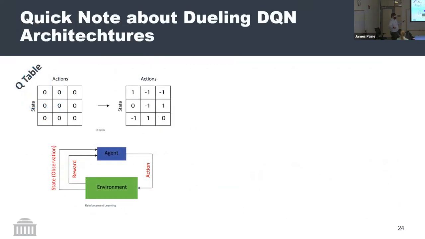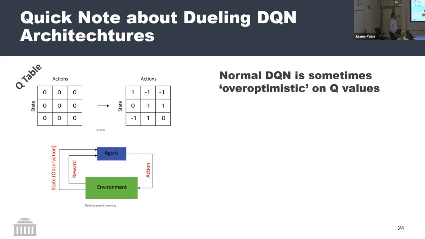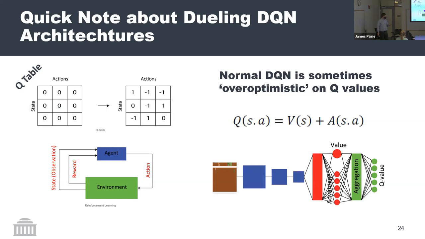So, quick note about dueling double DQN. I've already said this a little bit; this is just super quick. You have a Q table that has a habit of being over-optimistic in certain Q values. So you separate it out into this idea of keeping track of the value and the action state, and combine them back together again.